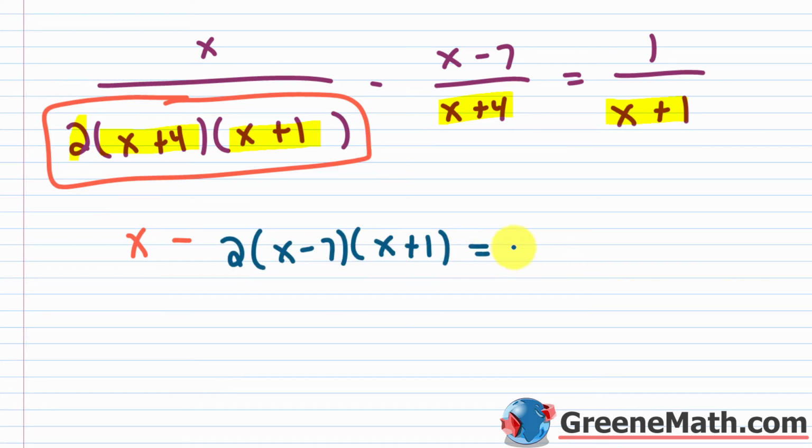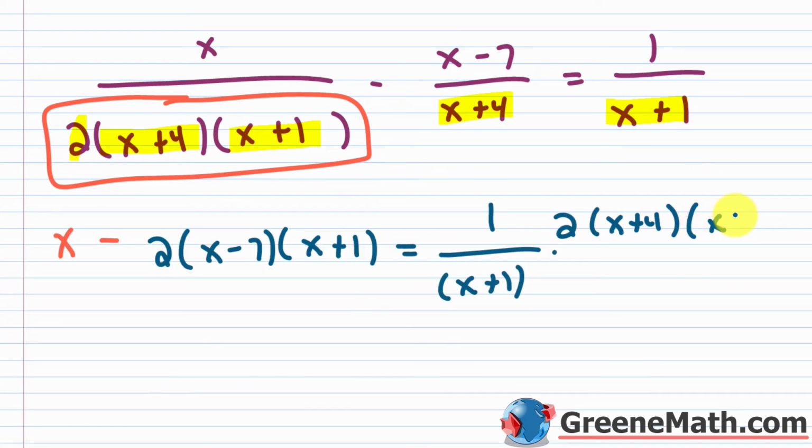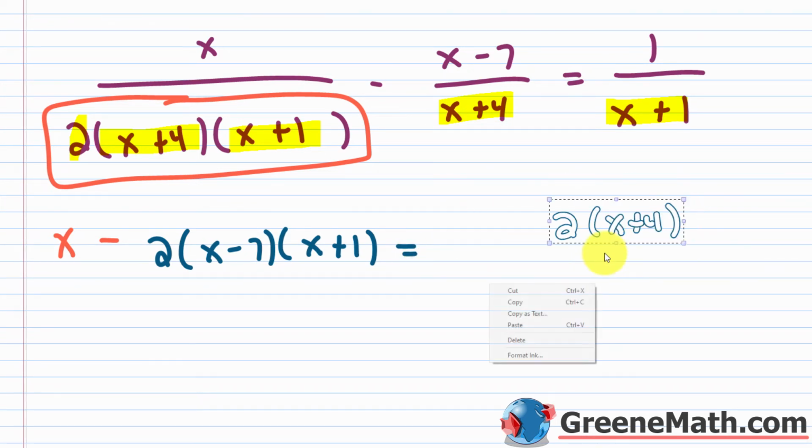And then lastly, you have equals 1 over x plus 1, again multiplied by the LCD, 2 times the quantity x plus 4 times the quantity x plus 1. Again, I'm just going to cancel this and remove it so it all fits nicely. So this 1 was multiplied by that, and this is just 2 times the quantity x plus 4.